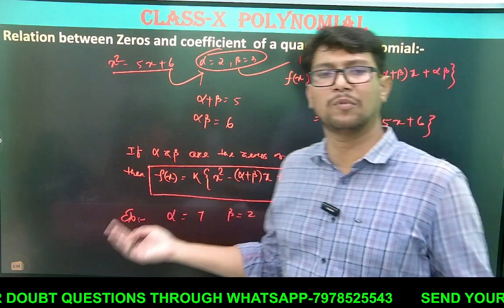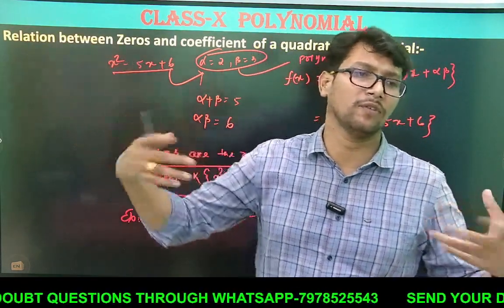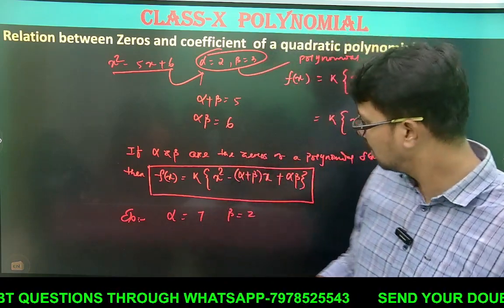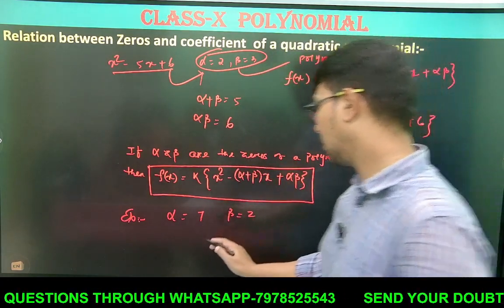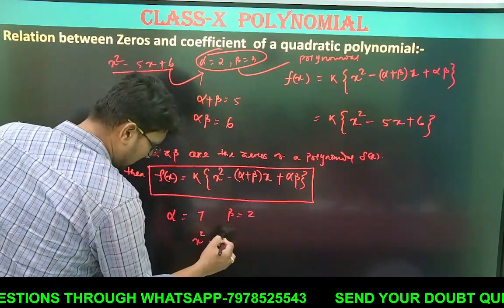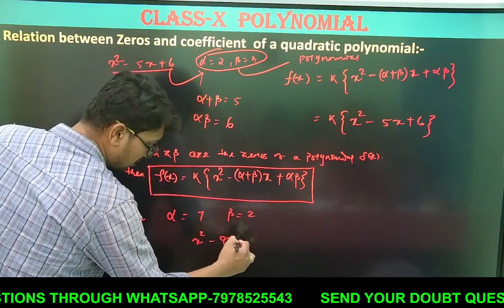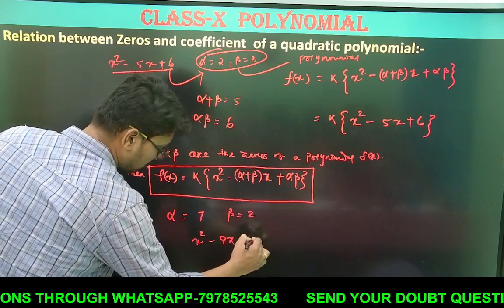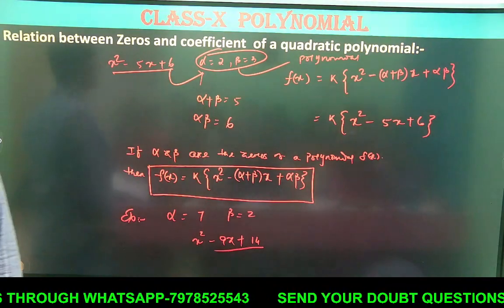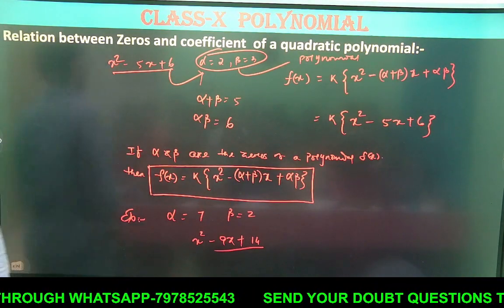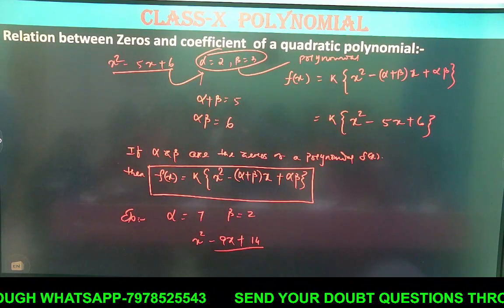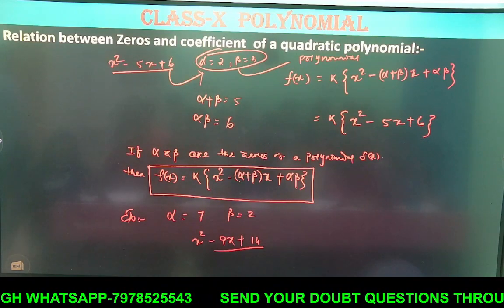K could be any real number. 1, 2, 3, 4, 5, whatever you can take. No matter. K. Understand? If you do not write that also, only this much if you write, that is what? X square minus how much? 7 plus 2, 9x, sum of zeros, plus product of zeros, 7 into 2, 14. This is the polynomial. Done everyone? Okay? So with this, the topic is over.